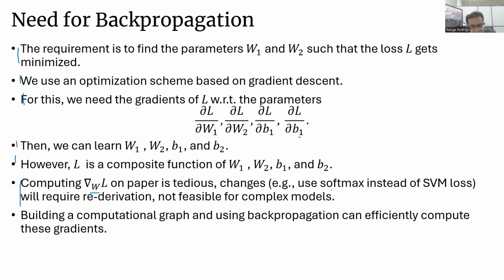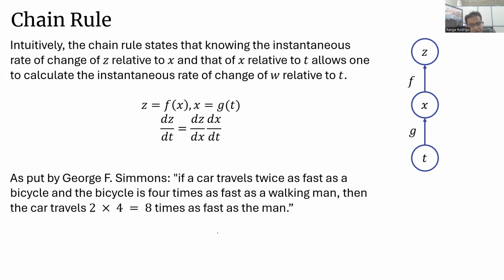For example, if instead of the SVM loss that you had, you change the loss to softmax, then you have to do the calculation again and write the formulas again. So this is not possible. Therefore, what we do is build a computational graph using backpropagation and efficiently compute these gradients. So we will see how this is done.